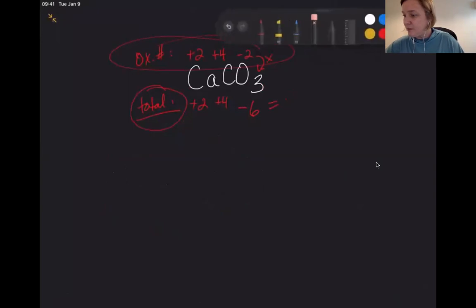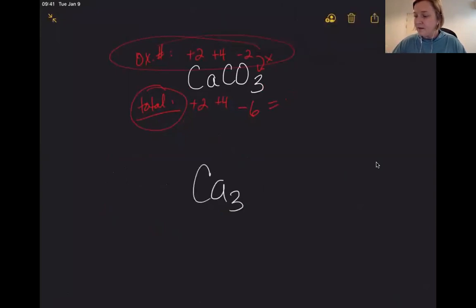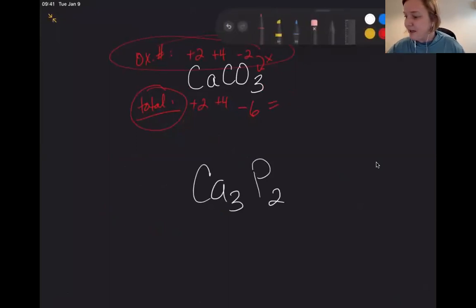Let me do it again with the eraser. Okay, calcium phosphide. Okay, Ca3P2, calcium phosphide.